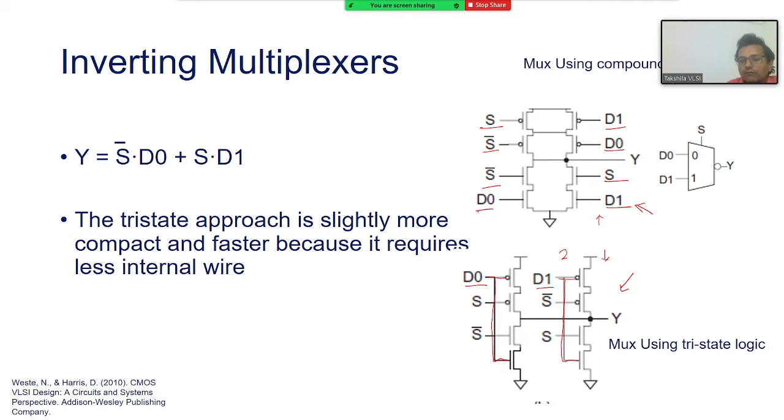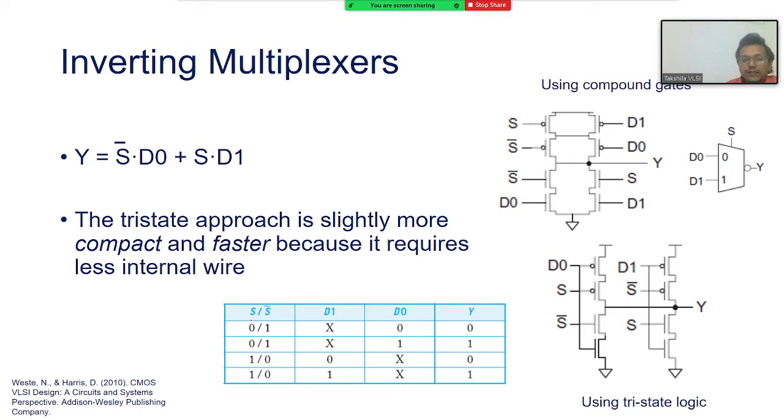Here I need separate wires. D0 comes here and also to its complementary, right? Here I'm connecting it to both NMOS and PMOS at the same time. So I save two wires. Similarly for the S, I have separate wires, right? So at least two wires I could save in this circuit diagram. That's why this tri-state approach is more compact, and obviously it's faster because it has fewer internal wires. Fewer internal wires means less delay. Less delay means higher speed of operation.